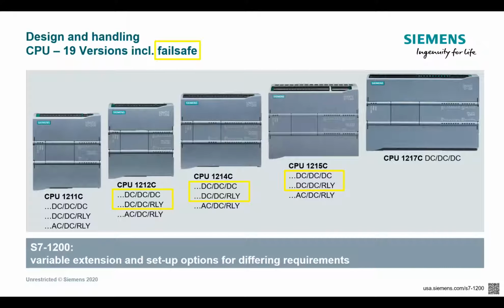The relay outputs can switch up to 230 volts. The AC is 120 to 230, and every processor has the option for a DC power supply built in. So AC power in, half amp of DC power out to use for the DC inputs. And the safety options are only available in the DC powered options from 1212 to 1215.